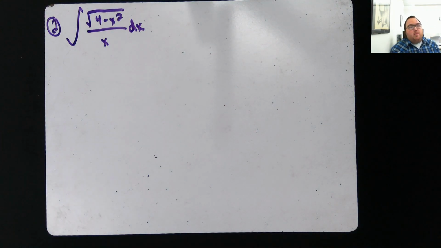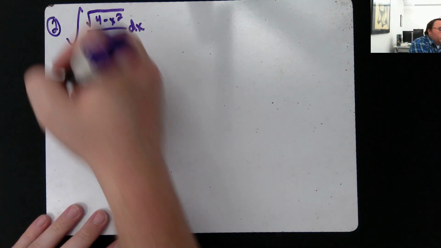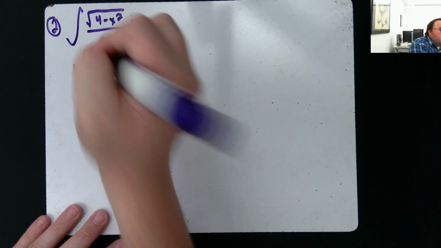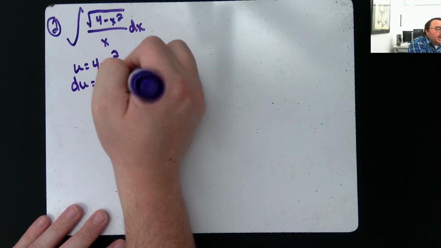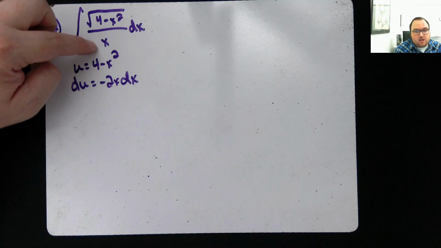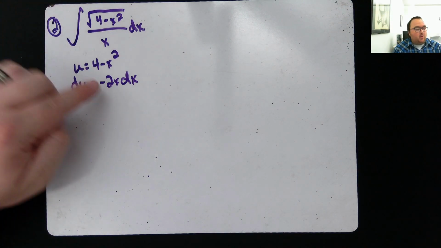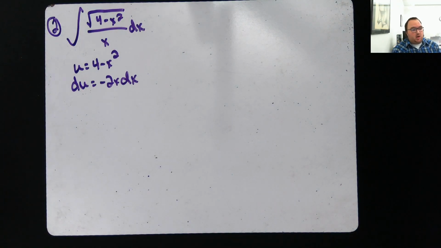So same problem here. Your first thought would be I have the square root of stuff, so I'm going to use u substitution with u equals 4 minus x squared. But in order for that to work, du would have to be negative 2x dx. And initially you may think, oh, well, that's good because I have that x here. But this is an x in the denominator. I want it in the numerator. So that wouldn't work here.